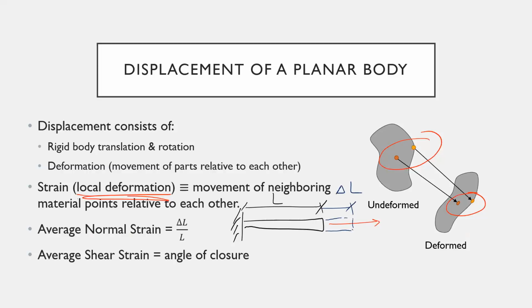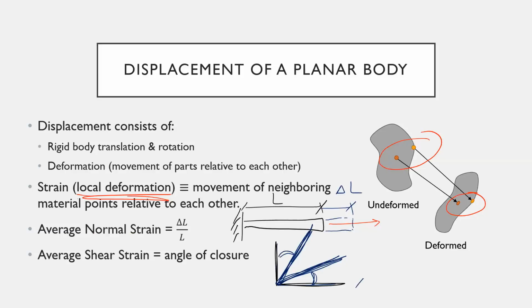And when we talk about average shear strain, we're talking about the angle of closure. So we start out with a 90-degree angle, and after this deformation, it changes to something like that, which is highly exaggerated because remember, everything in this class is small deformation. So we have these very small angles here. These are what we call the angle of closure.